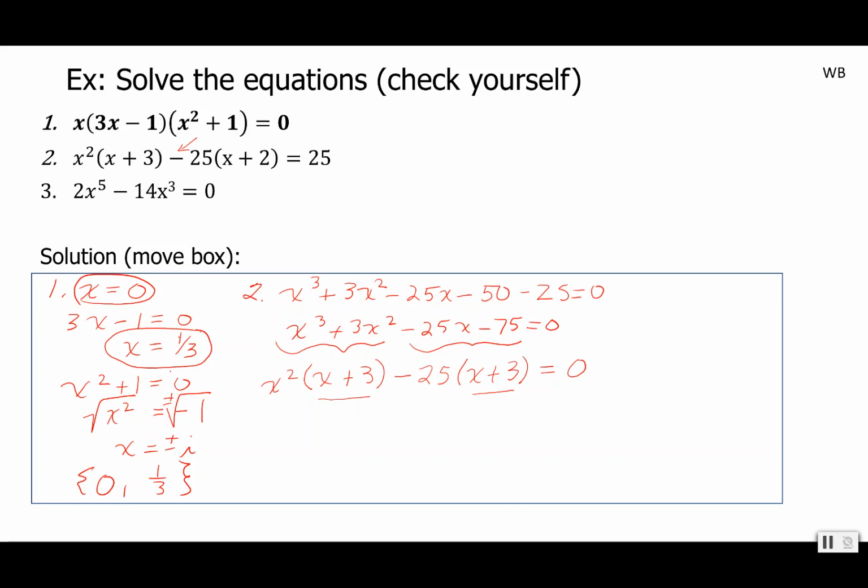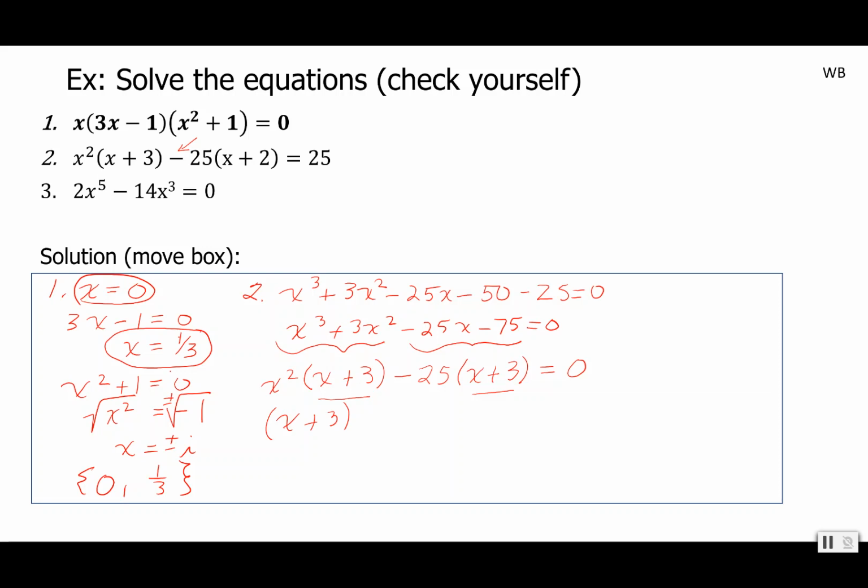So now we have two terms, this x squared plus times x minus, let's try that again. This x squared times x plus 3 is the first term, separated by subtraction, 25 times x plus 3. So I'm going to look at each of these terms, and what they have in common is the x plus 3. So I'm going to take that out as the greatest common factor polynomial.